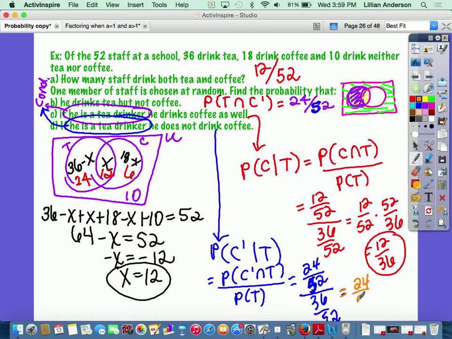So 24 over 52, keep, change, flip. So the probability that you pick somebody at random, if he is a tea drinker, he does not drink coffee, is 24 out of 36. And that's conditional probability, okay? I hope this wasn't too bad, and I really hope I didn't mess you guys up on this example with this part right here in part B.